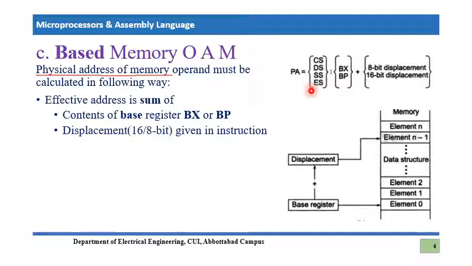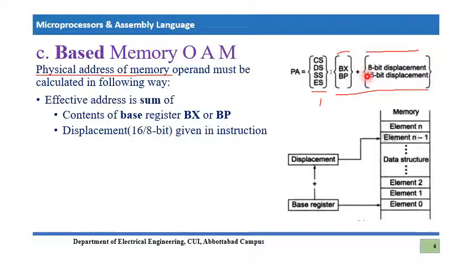In this diagram one can see the physical address. Physical address is equal to the segment base address, colon, and then this whole part is the effective address. This complete part is a combination of two things: one is base and the other is displacement. This segment part is going to come from the segment registers. It can come from CS, DS, SS, ES, and then the effective address will be the summation of these two things, base register plus displacement.